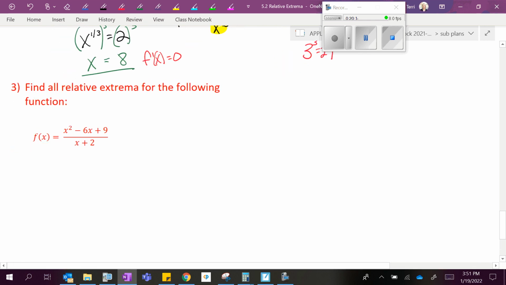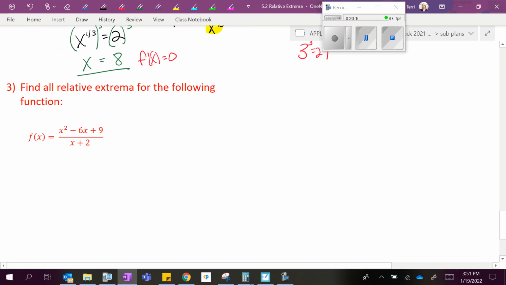Okay, last one. So we're going to find the relative extrema of this problem. So again, first we're going to take the derivative.